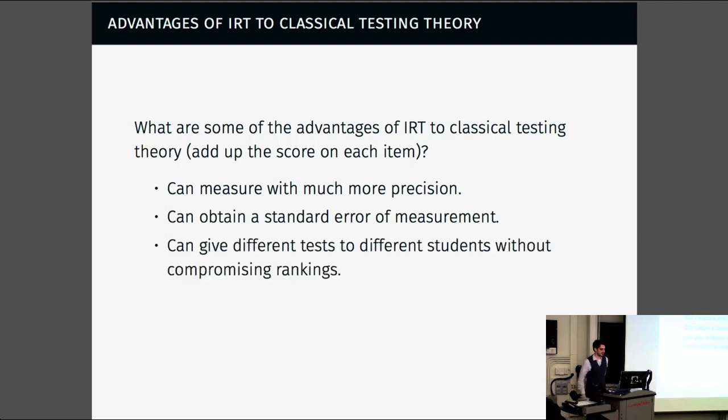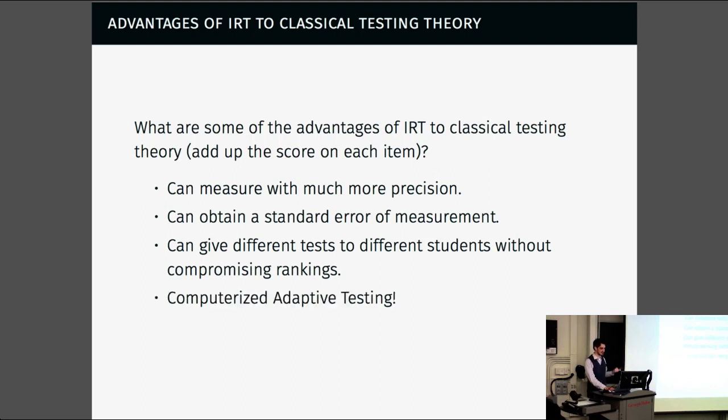Another advantage it has is we can give different tests to different students without compromising the ranking. So maybe because I'm concerned about cheating, I want to administer different tests to each student, and those tests might be composed of different items. But if I've estimated accurately what the items' parameters are, then I can equate different tests using the IRT model. I'm not going to go into that in detail, but this is what's typically done for, for example, the GRE exam. They have to equate different tests because not all students are going to get the same test, right? Otherwise, you can go tell your friends what the questions were, and that would compromise the test.